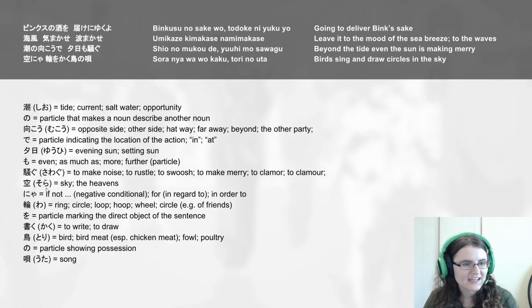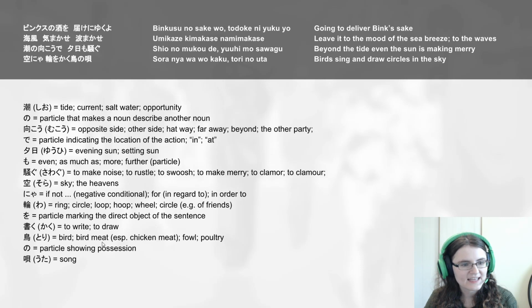And then sora is sky. And then ni is kind of like in regards to or talking about. So as for the sky. And then wa is a ring or a circle. And then o makes that the direct object. And then kaku is to write or to draw. So wa o kaku is to draw or to write a circle. And you're doing it in the sky.